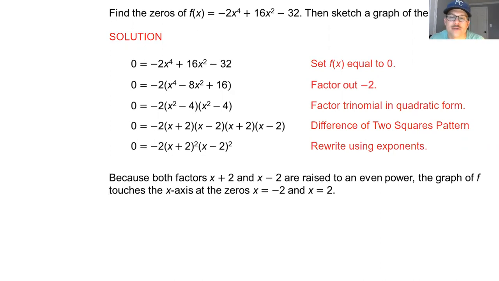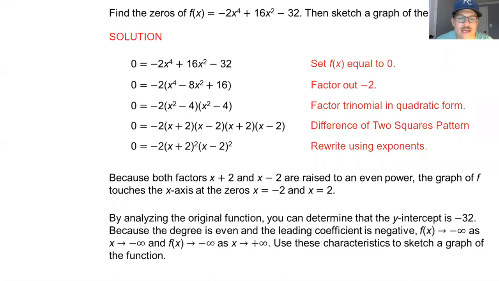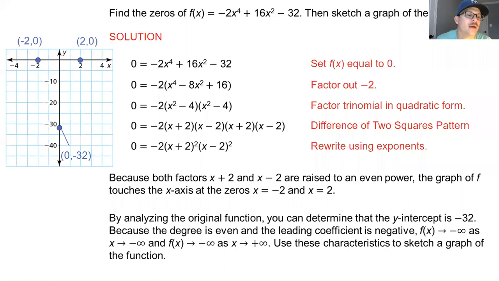Because both of your factors, x plus 2 and x minus 2, are raised to an even power, the graph touches the x-axis at -2 and +2, but it does not continue in the same direction that it would go through. So if you look at it on your graph, that -2 and that +2, it kind of touches up there on the x-axis, and then it continues back in the opposite direction on both sides of both +2 and -2.